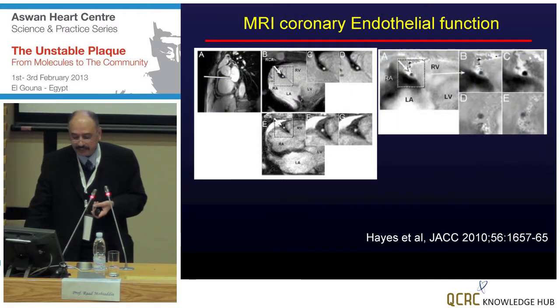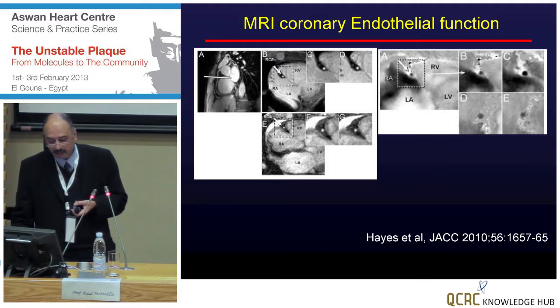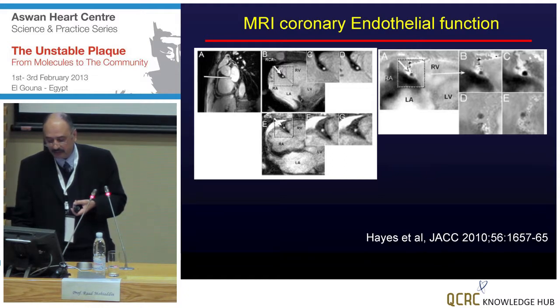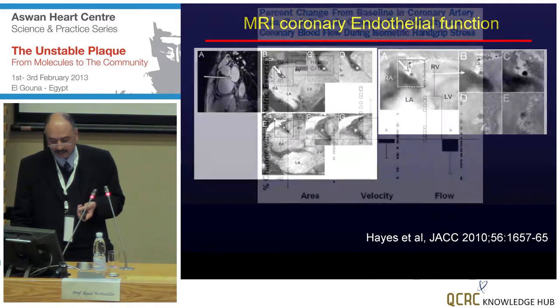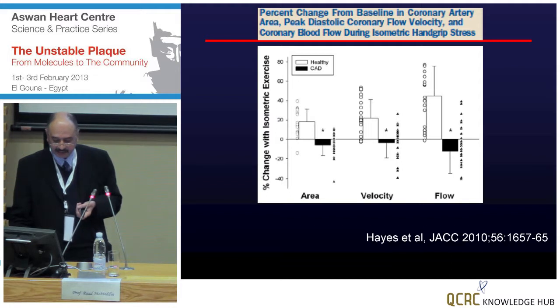This is an MRI study now. They're looking at three things. They're looking at the cross-sectional area. They're looking at the velocity in the right coronary artery and the flow in the right coronary artery from velocity and the cross-sectional area during isometric exercise. And here you see the percentage changes with isometric exercise in healthy volunteers and patients with coronary artery disease. And you can see the significant difference between the response of the healthy subjects and the patients.